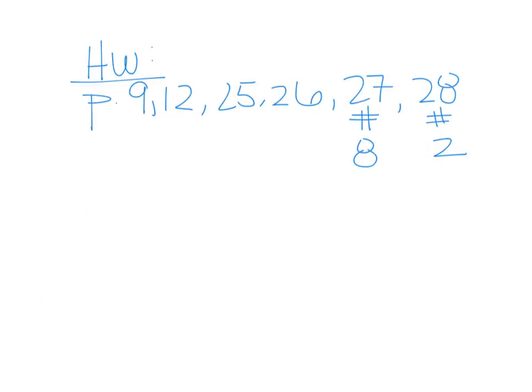After we went through all those practice problems together as a class, the homework that you need to work on are pages 9, 12, 25, 26, 27, just number 8 on page 27, and just number 2 on page 28. Pages 9 and 12 are going to be practicing incomplete dominance and codominance problems. Pages 25, 26, 27, 28 are going to be practicing sex-linked problems, and specifically sex-linked pedigrees on 27 and 28.